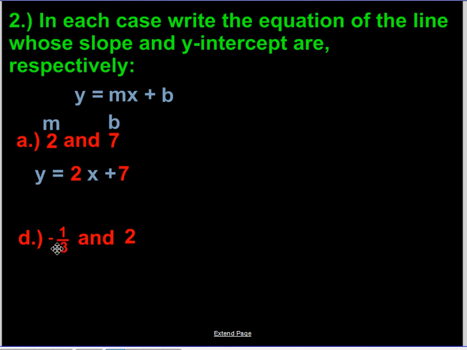And we can do the same thing for d. If we take this, and we know that's our m, that's our slope, and that's our b, that's the y-intercept, we can then take the negative 1/3, put that right next to x, and the 2 in the place of the b.